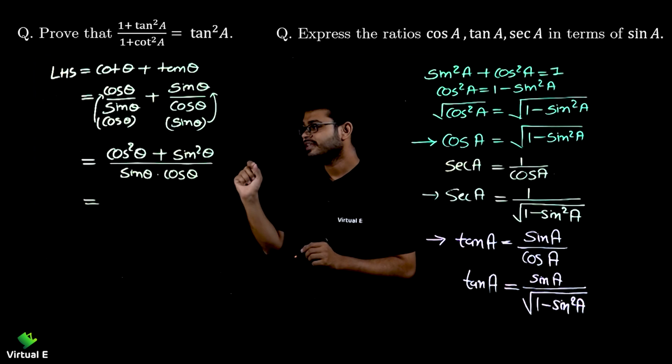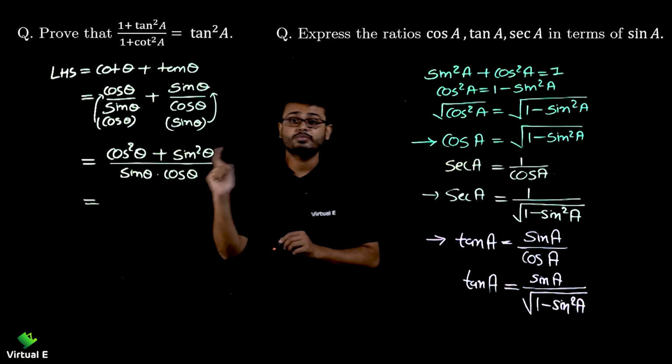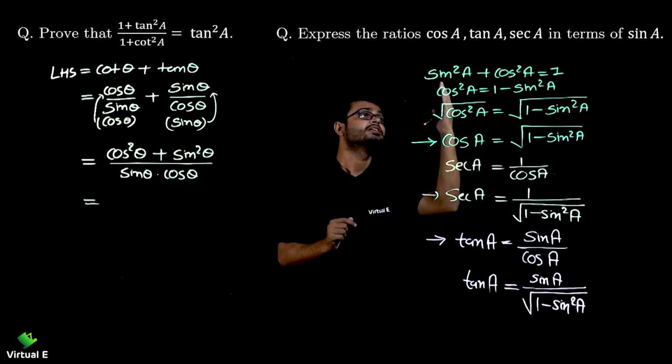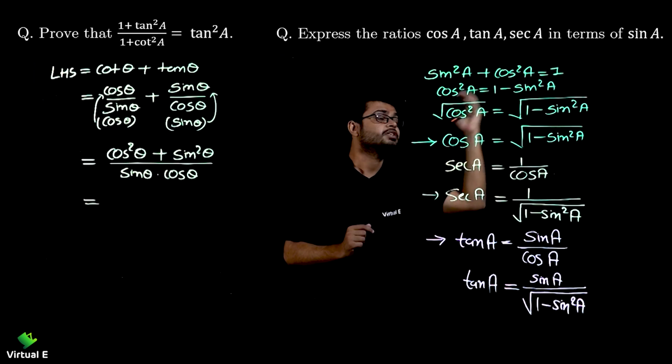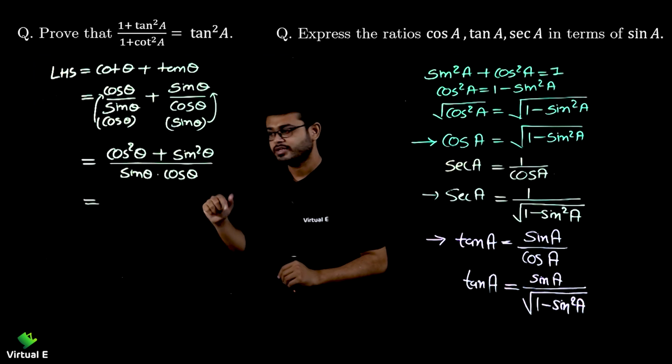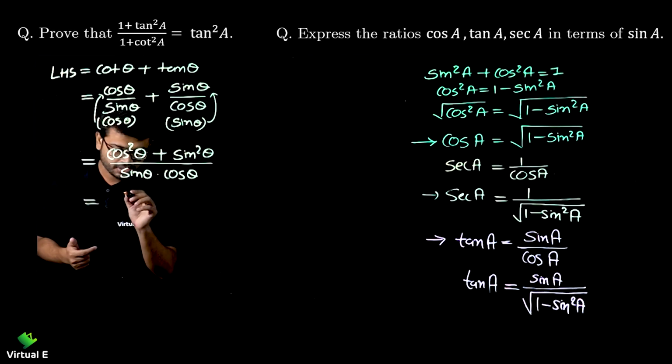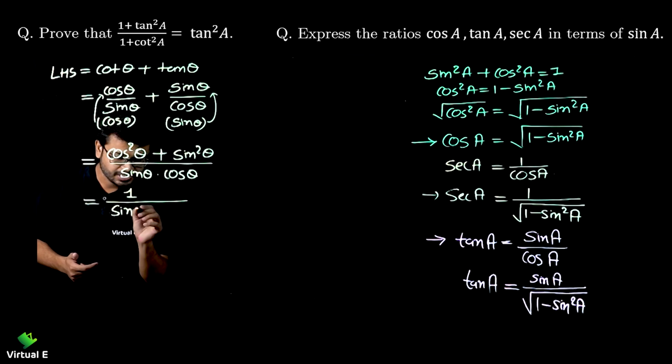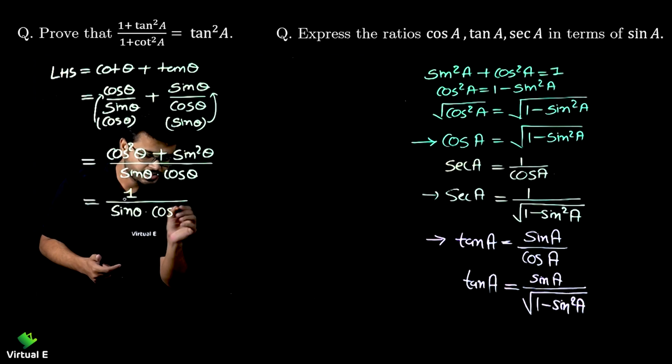You must be thinking that we can use an identity. Yes, we need to use the identity. It is given sine square A plus cos square A is equal to 1, as far as your angle is the same, theta here. So I can replace the numerator with 1. So 1 here, and in the denominator what's left? Sine theta into cos theta.